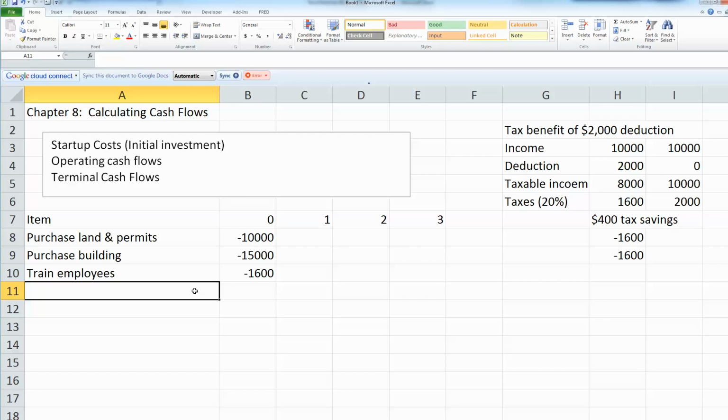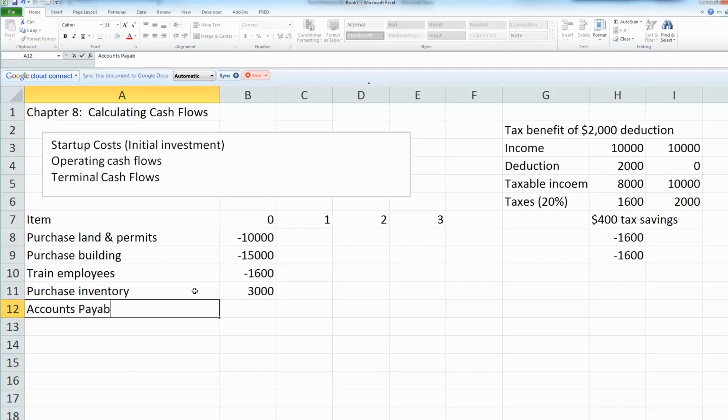Okay, I also am going to buy some inventory. And in part D of startup cost, it says that was $3,000. But it also told me I was going to finance 2,100 of that inventory purchase with accounts payable. And that's 2,100.